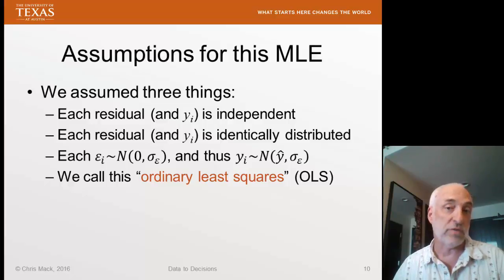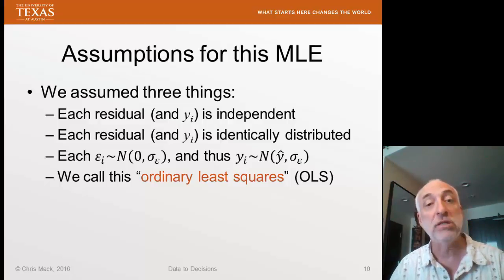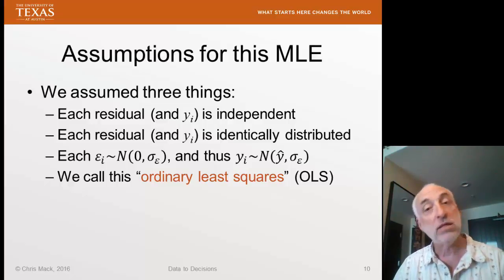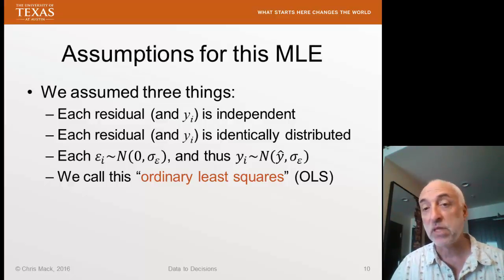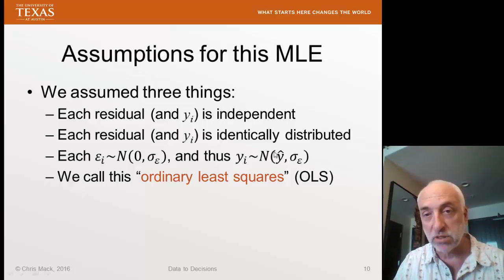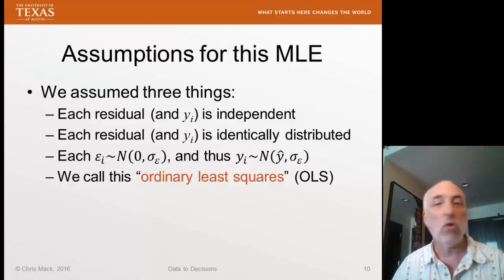Then we assume that each residual, and therefore each yi, is identically distributed. And that distribution, the third assumption, is a normal distribution. So each residual is normally distributed with mean 0 and standard deviation sigma epsilon. And that's the same thing as assuming each data point is normally distributed about its modeled value, its predicted value, which is the value we get from our model, with the same standard deviation. When we make these assumptions, we call this version of maximum likelihood estimator the ordinary least squares.